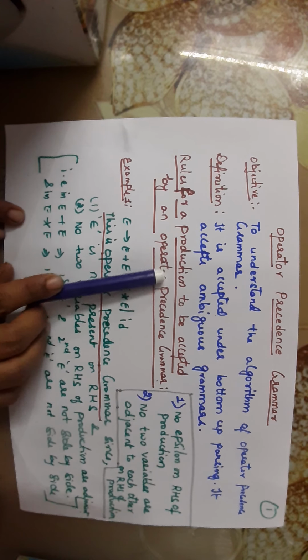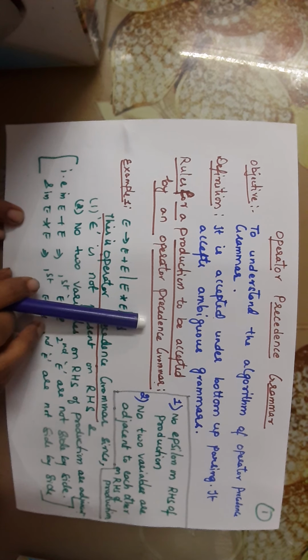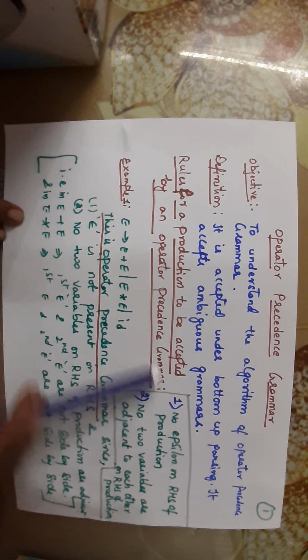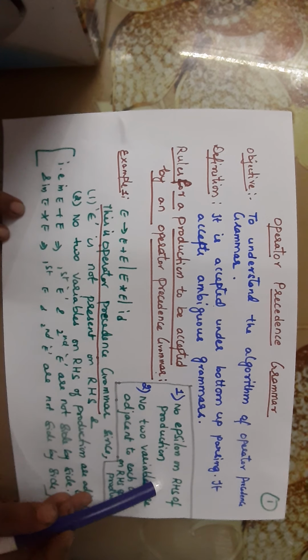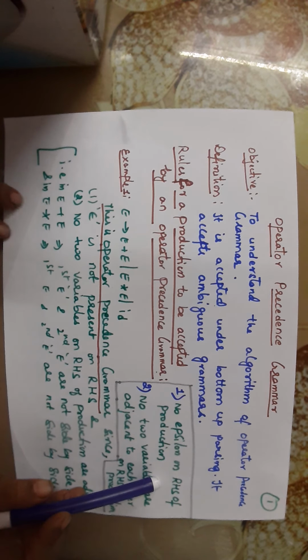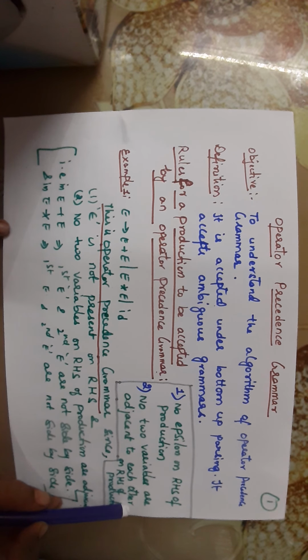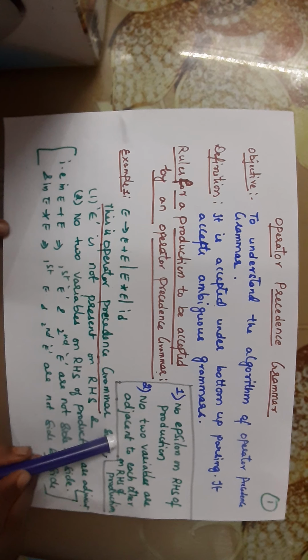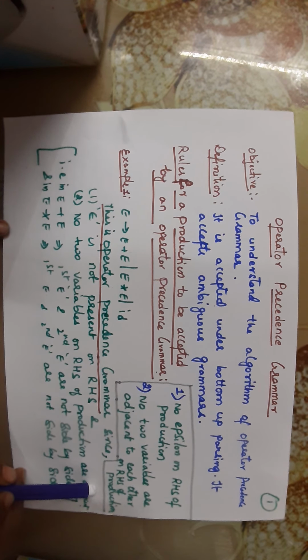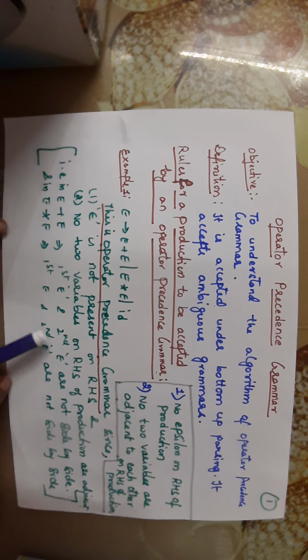The rules for a production to be accepted by an operator precedence grammar are, there are two rules. One is no epsilon on the RHS of the production. Second one is no two variables or non-terminals should be adjacent to each other on the RHS of the production.